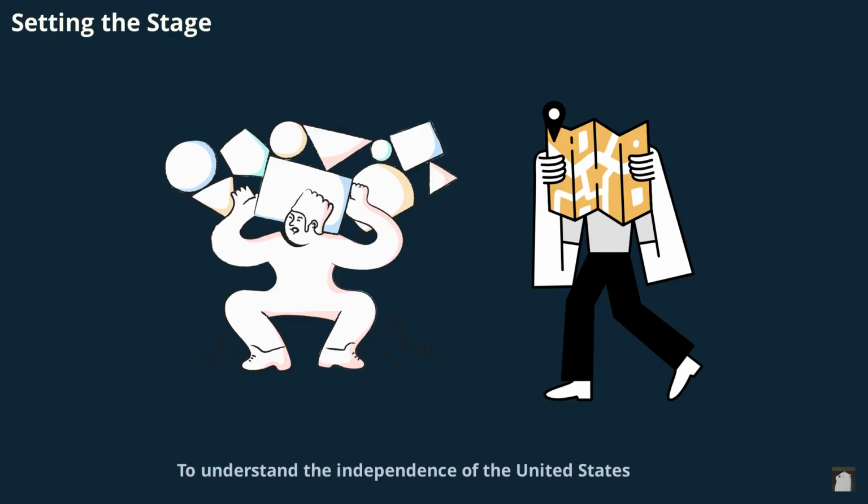To understand the independence of the United States, we need to go back to the mid-18th century. At that time, 13 British colonies were established along the eastern coast of North America. These colonies were growing rapidly, both in population and economic strength. However, despite their growth, they remained under the strict control of the British Crown. Tensions were already simmering as colonists began to feel the weight of British laws and taxes, setting the stage for a dramatic turn in history.